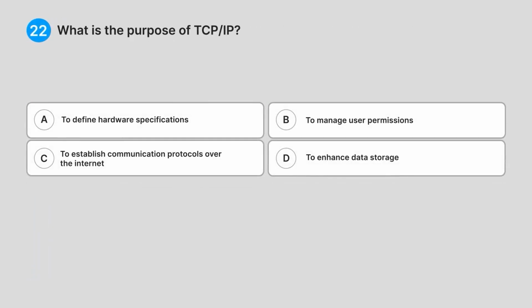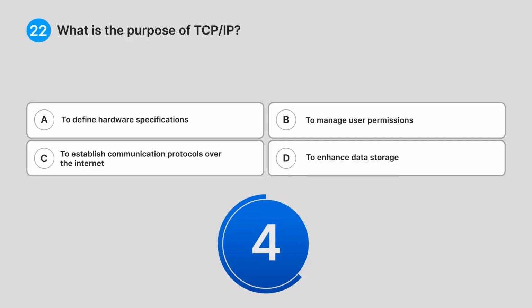22. What is the purpose of TCP/IP? A. To define hardware specifications. B. To manage user permissions. C. To establish communication protocols over the internet. D. To enhance data storage.